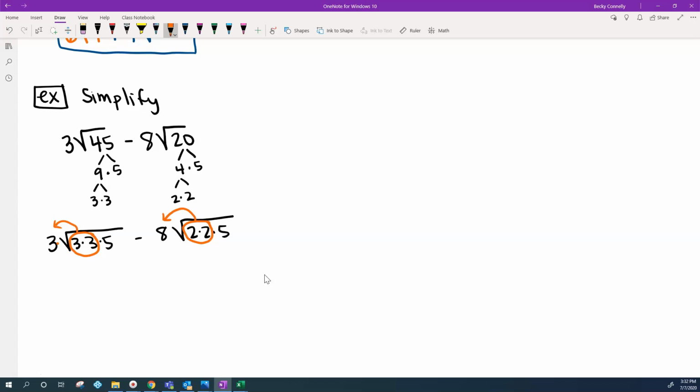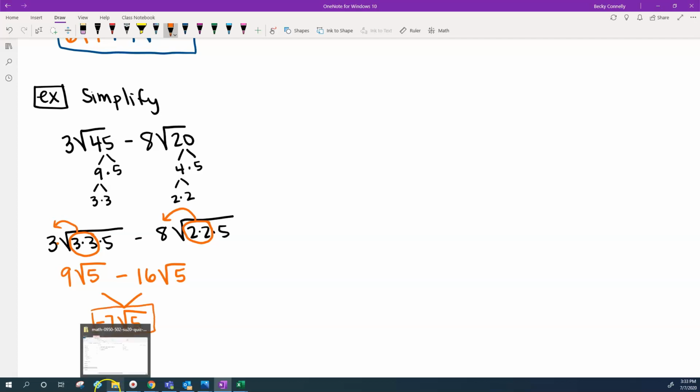Let's try that then. So 3 comes out, multiplied by the other 3 is 9, and then square root of 5, minus 8. 2 gets to come out, and you're multiplying. 8 times 2 is 16, square root of 5. Now my radicands are the same, so now I can combine those together. And with that, I get negative 7, 9 minus 16, negative 7 times the square root of 5. And that would be your answer. Okay.